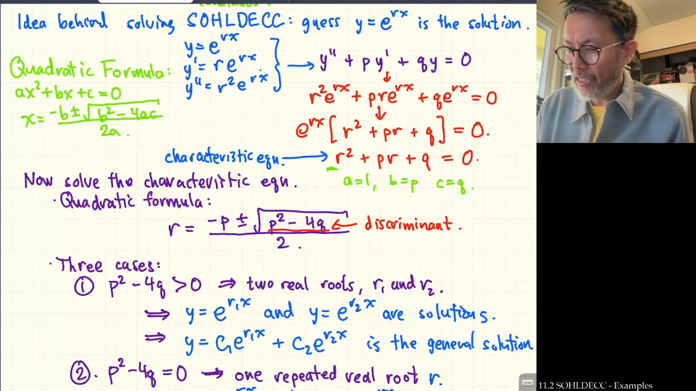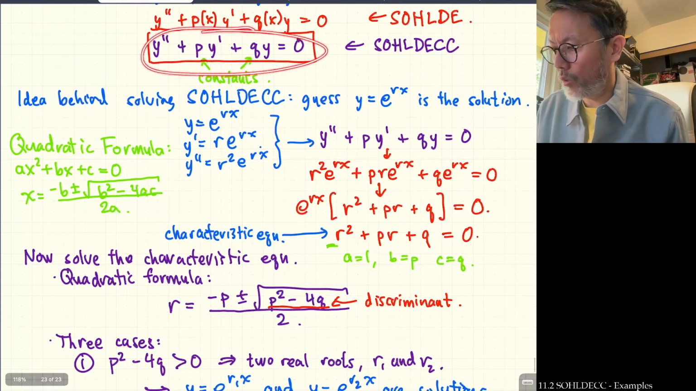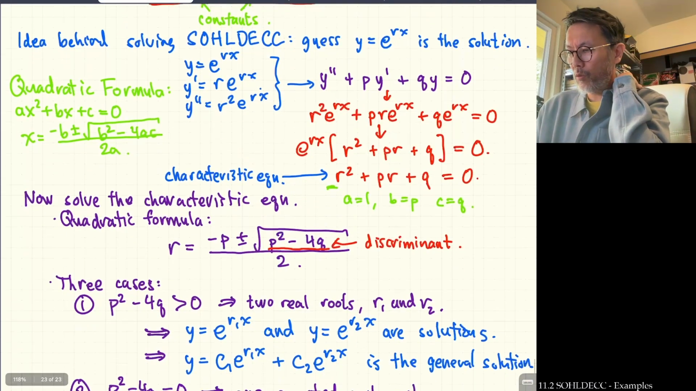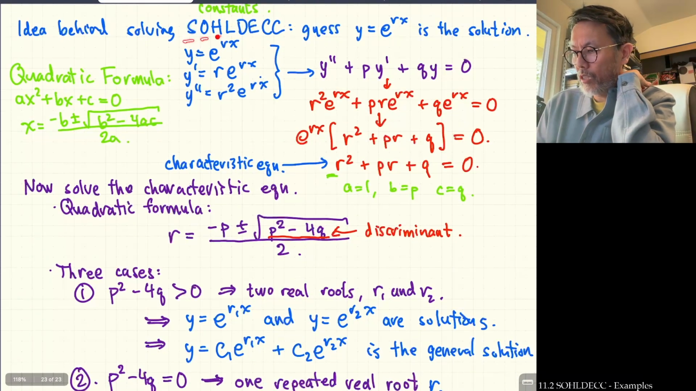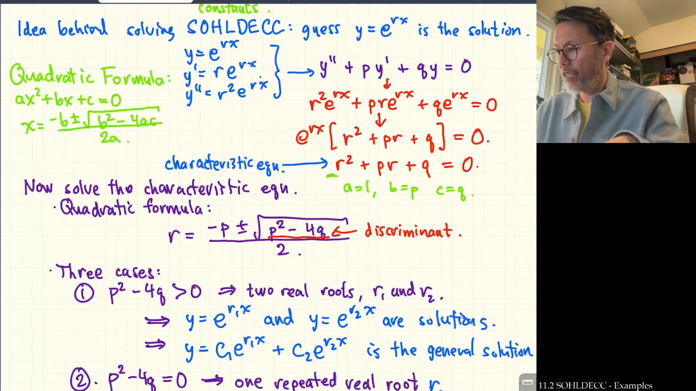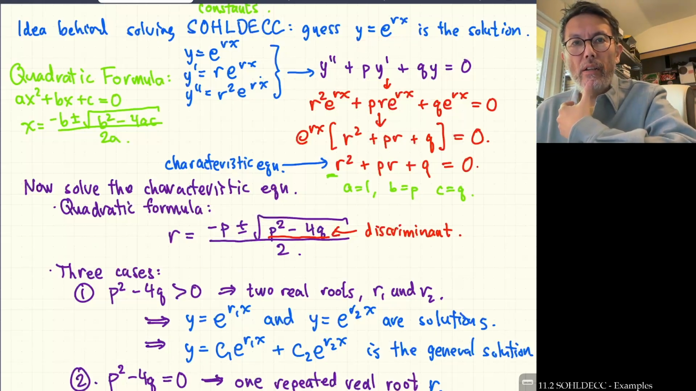The idea behind solving these kinds of equations, and remember the kind of equation that I'm talking about is this one, y double prime plus p y prime plus q y equals 0, where p and q are constants here. That's what I mean by a second order homogeneous linear differential equation with constant coefficients, okay? Is that we guess that y equals e to the rx is the solution, okay?